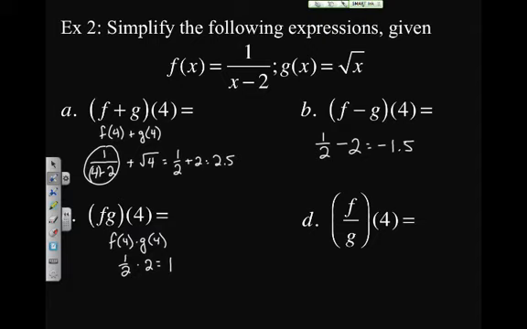And then finally, if we want f divided by g of 4, that's f of 4 divided by g of 4. And that gives us 1/2 divided by 2. And again, with a complex fraction, maybe we know 1/2 divided by 2 is 1/4. But if we're not sure, multiply by the reciprocal of the denominator. This cancels to a 1, and so 1/2 times 1/2 is 1/4.